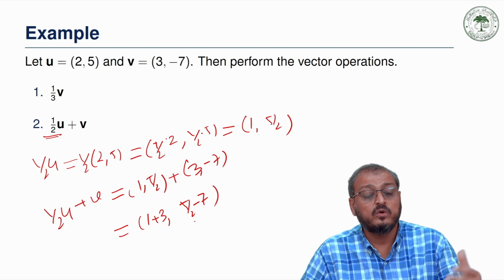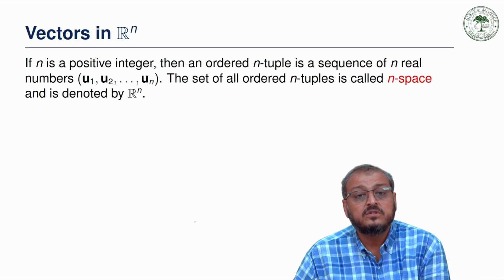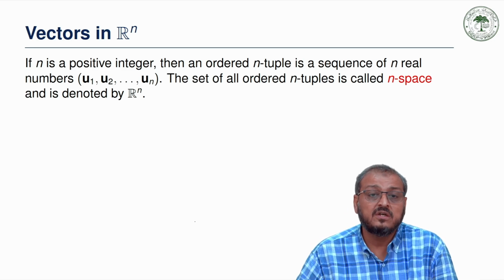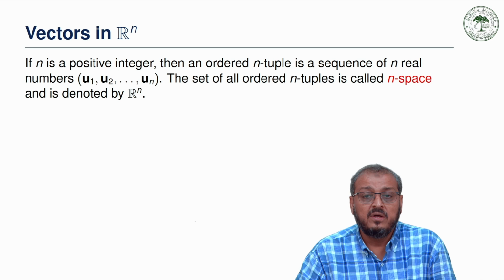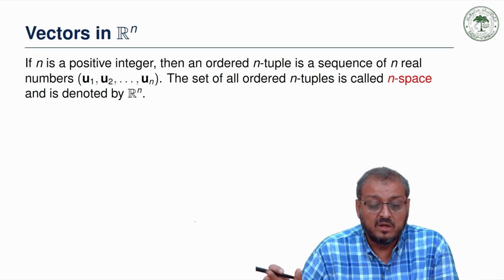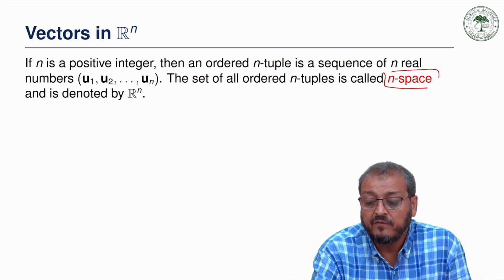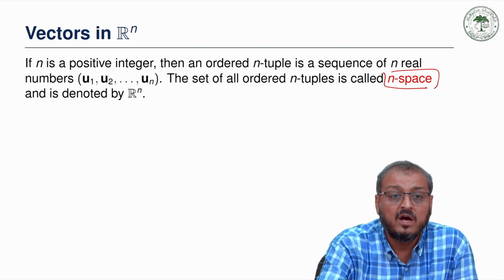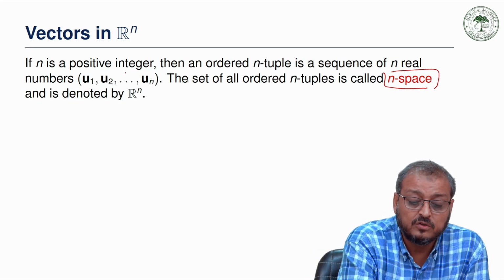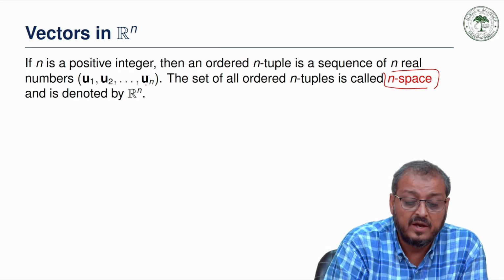Now we have to extend this definition from 2 tuples to n tuples. So we can say that if n is a positive integer, then an ordered n tuple is a sequence of n real numbers u1, u2, un. The set of all n tuples is called n space, and it is denoted by R to the power n. Because of this, the total number of elements is equal to n. So in this case all n tuples are there.